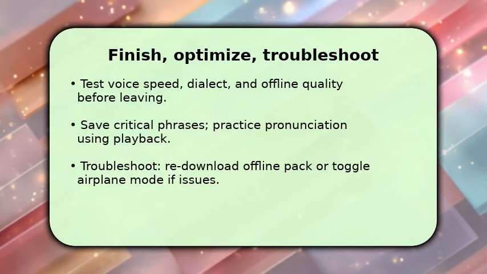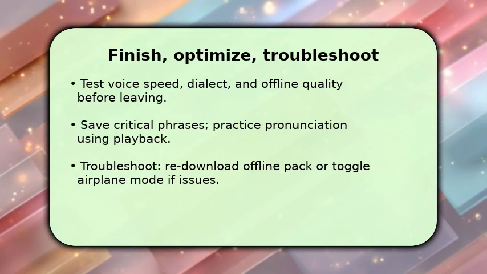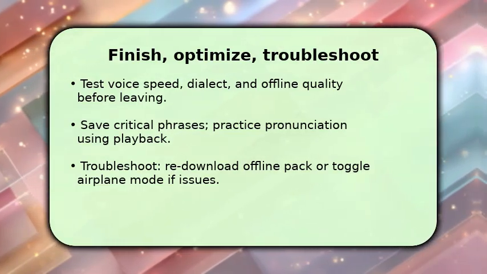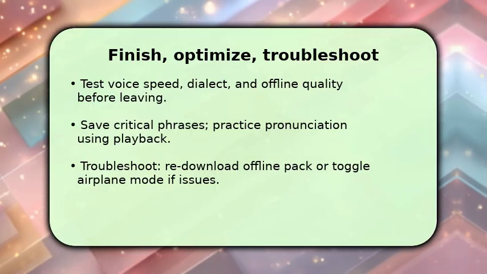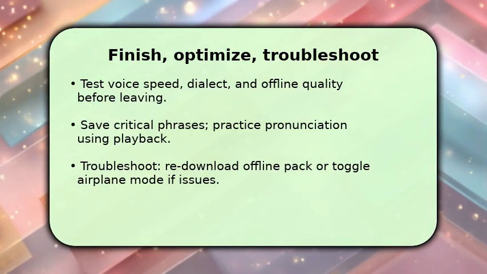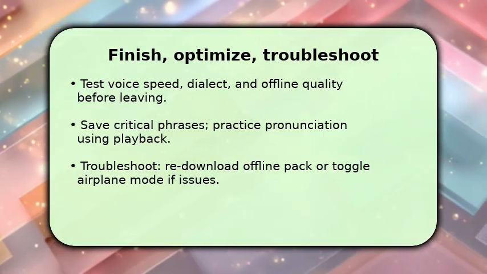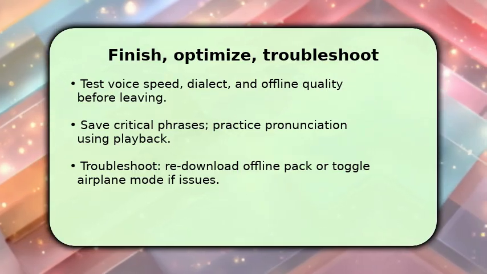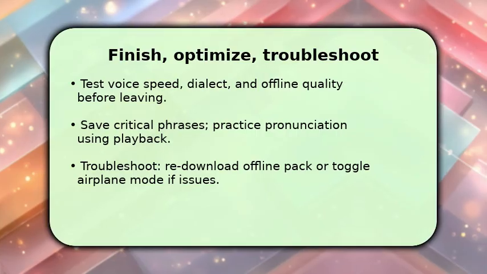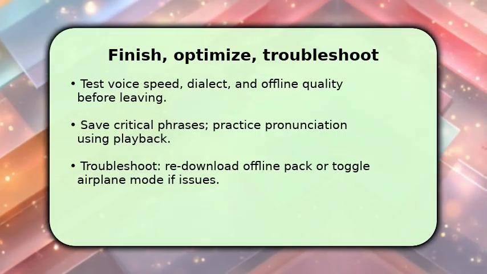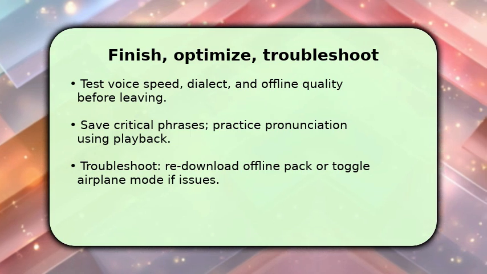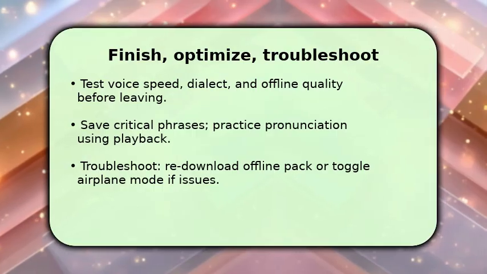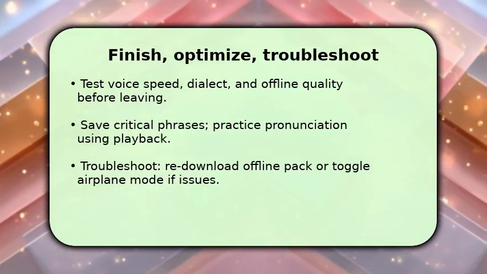You'll wrap up by optimizing settings and preparing for hiccups. Adjust voice speed and dialect in settings to match local accents and make playback clearer. This helps you sound natural. Save and label essential phrases, greetings, directions, allergies, so you can access them fast without typing. Before travel, test offline packs and camera scans to confirm quality. If translation fails abroad, re-download the offline pack or toggle airplane mode and back. That often clears permission or network glitches and gets you back translating quickly.